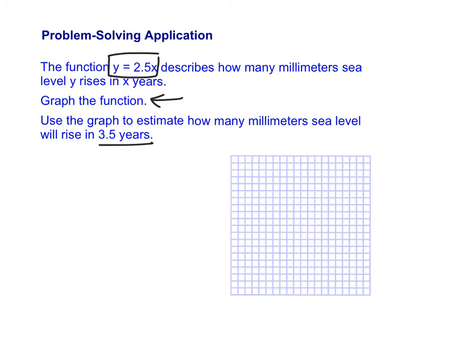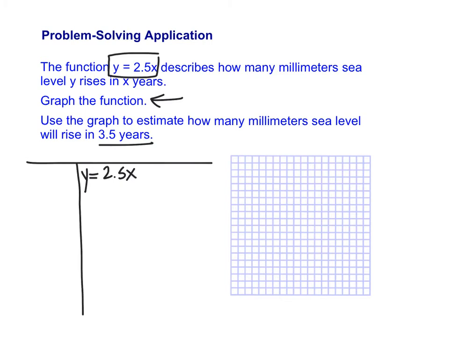Now when we graph the function, we're going to make our table of values like we did on the last couple examples. If you notice, they did not give us any domain values, any x's. So we are going to go ahead and come up with some reasonable domain values ourselves.